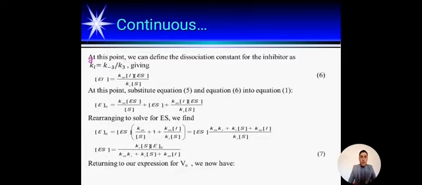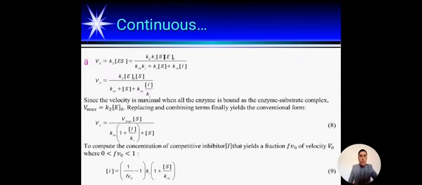And return to our expression for V0 as we explained in the equation before. So we will get this equation. And since the velocity is maximal when all the enzyme is bound as the enzyme substrate complex, V maximum is equal to K2 times A0. Replacing and combining terms finally yields the conventional form. We will get equation number 8.